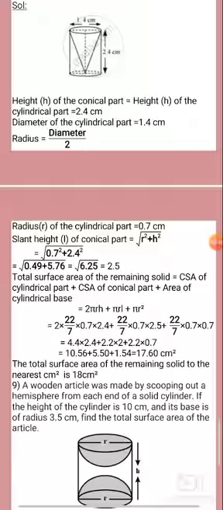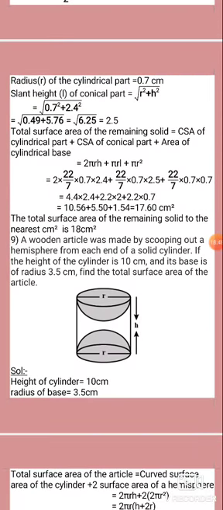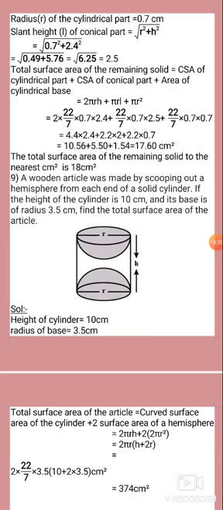Now the last question. A wooden article was made by scooping out a hemisphere from each end of a solid cylinder. If the height of the cylinder is 10 centimeter and its base is of radius 3.5 centimeter, find the total surface area of the article. So height of the cylinder is 10 centimeter. Radius of the base is equal to 3.5 centimeter.